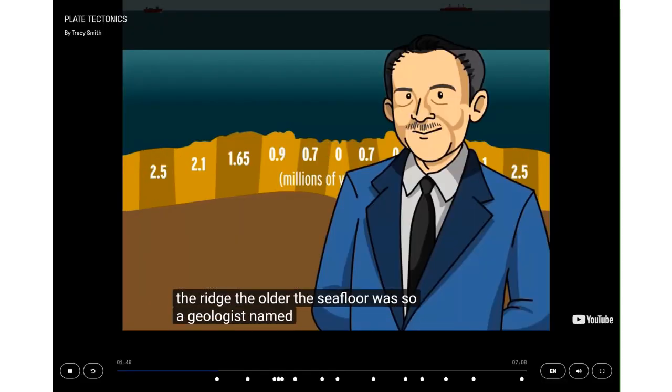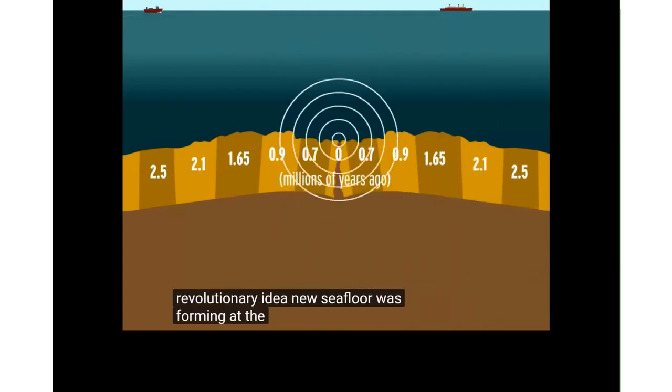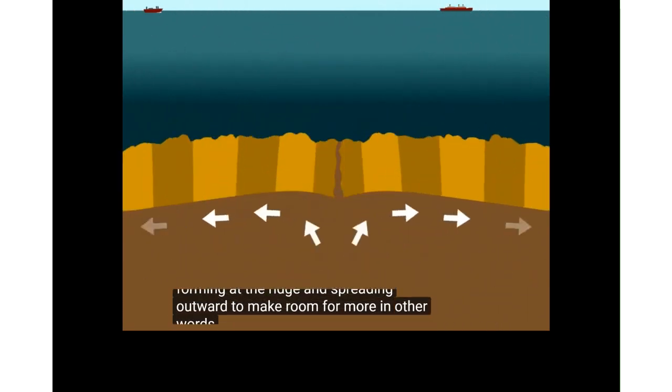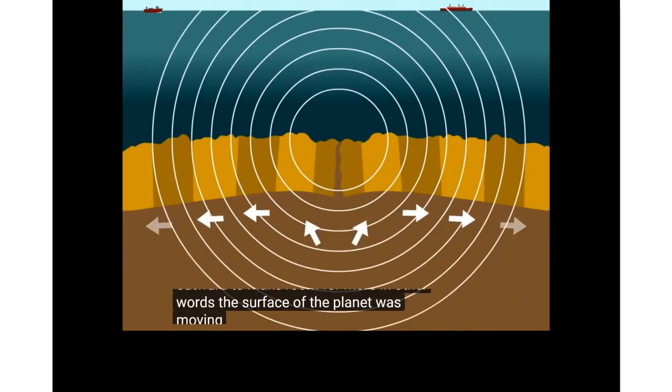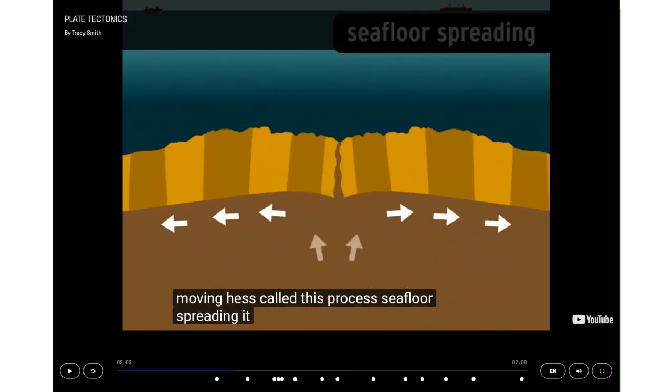So a geologist named Harry Hess proposed a revolutionary idea. New seafloor was forming at the ridge and spreading outward to make room for more. In other words, the surface of the planet was moving. Hess called this process seafloor spreading.